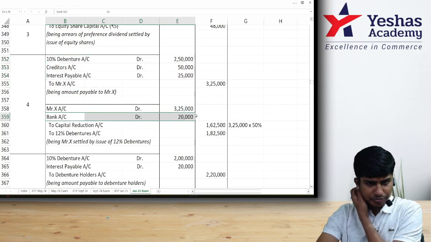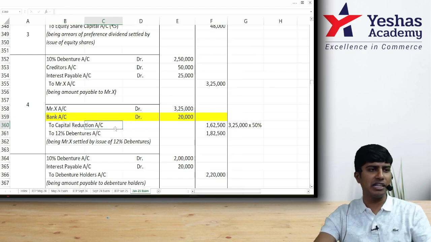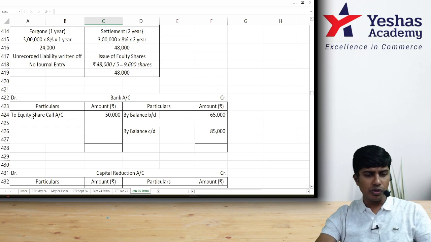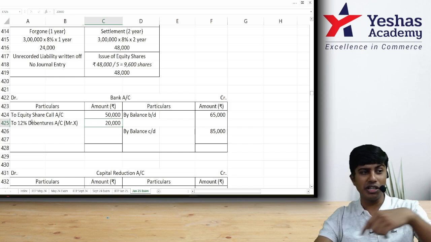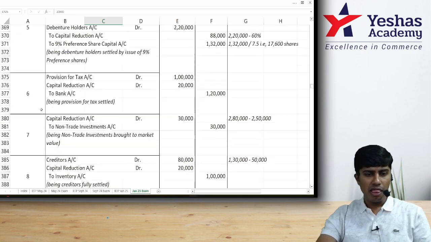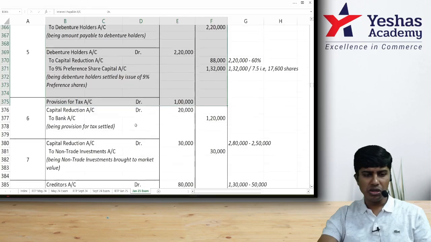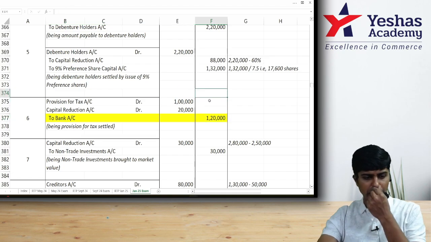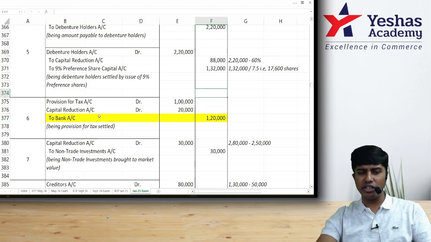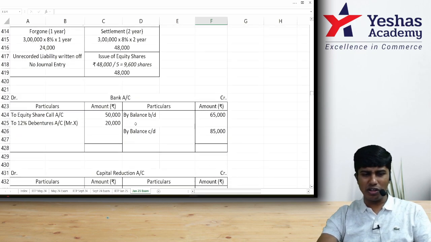Here we have bank 20,000. We have further received how much? 20,000. This is for that issue of 12% debentures. So I'll write in the bank account to 12% debentures 20,000. Mr. X gave 20,000 and he took additional debentures. Then after this fourth entry, fifth entry, do you have a bank anywhere? No. Sixth entry, provision for tax paid 1,20,000. In the bank account, I'll write by provision for tax and by capital reduction. I can straight away write by provision for tax 1,40,000. How much did I pay?